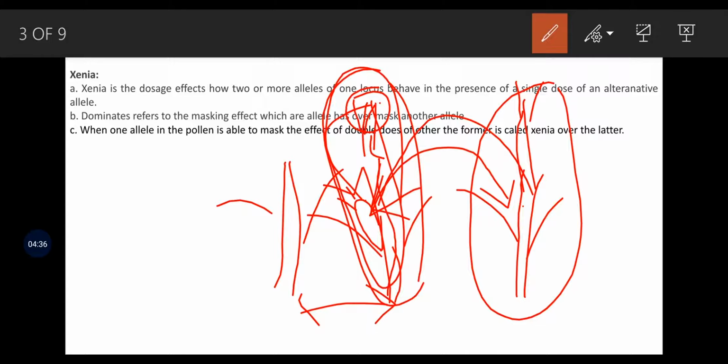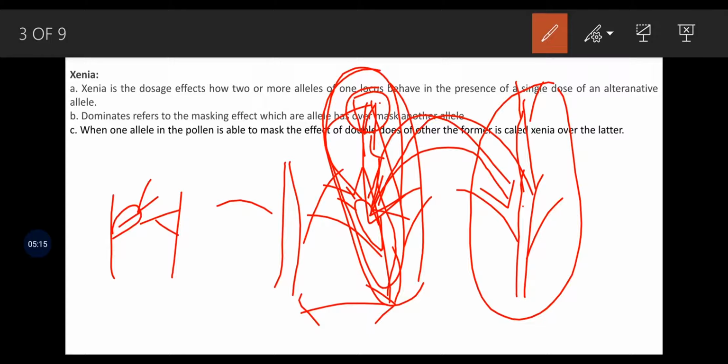Two things should be remembered here. Xenia is observed when there is a cross between different inbreds or different varieties. And the second thing is xenia is expressed in the same generation. That means if we are crossing two plants, when the female produces a cob, at that same time only we will observe the Xenia effect, not in the next generation.